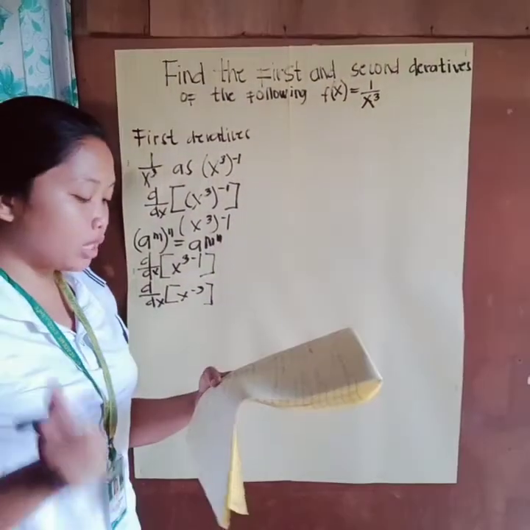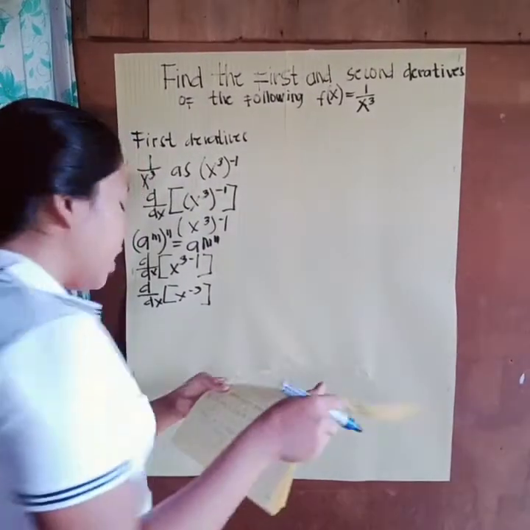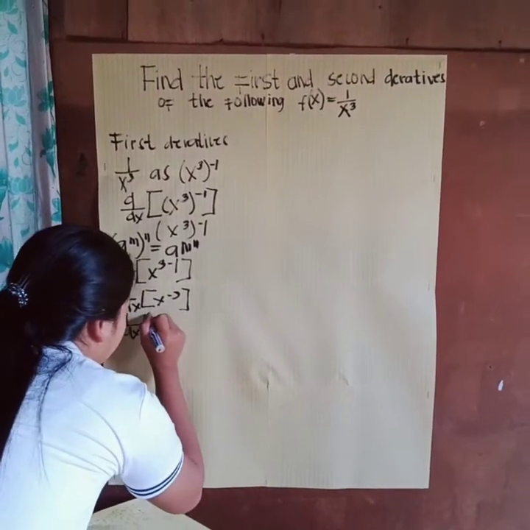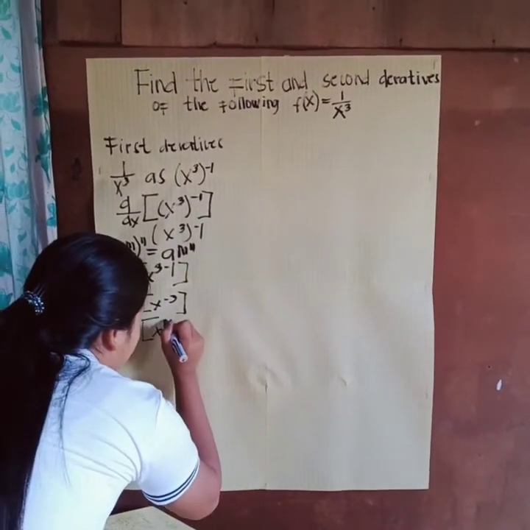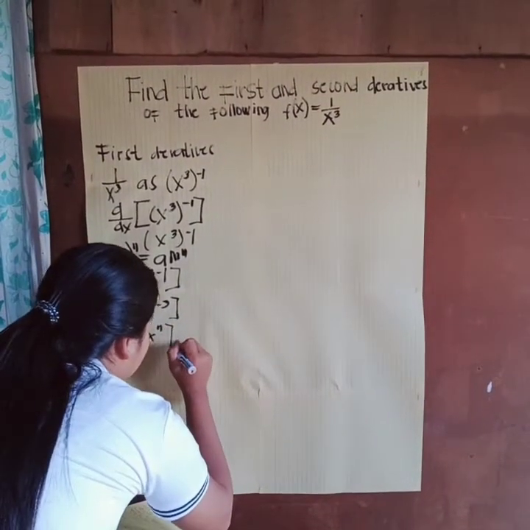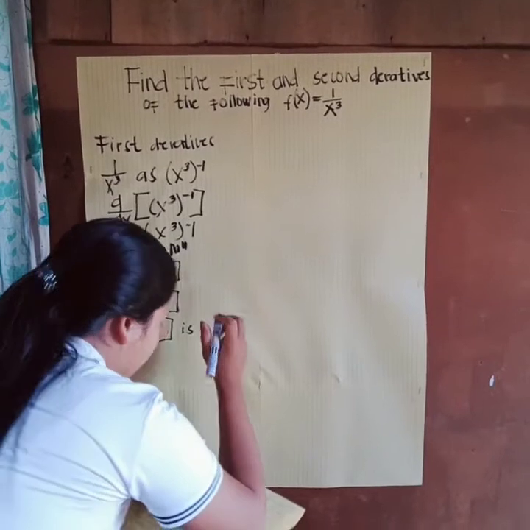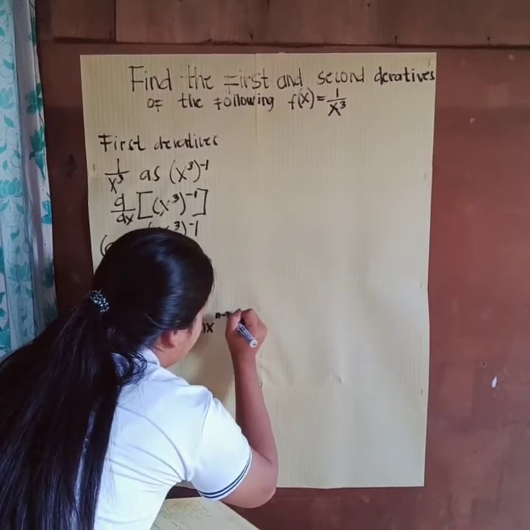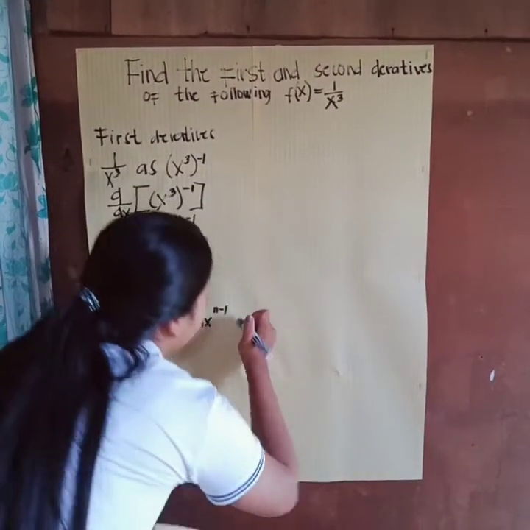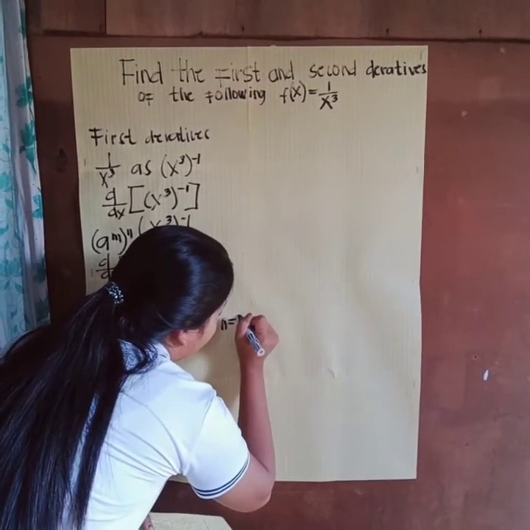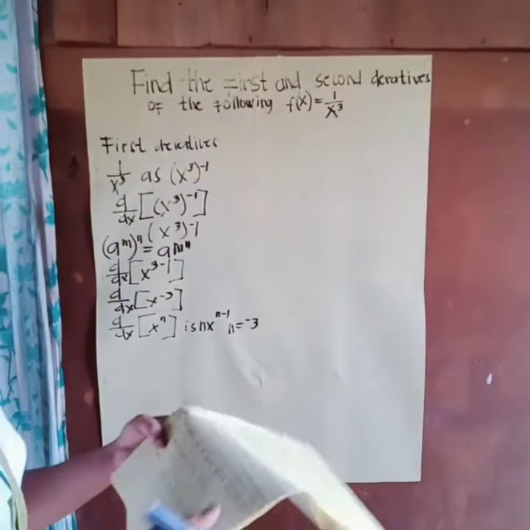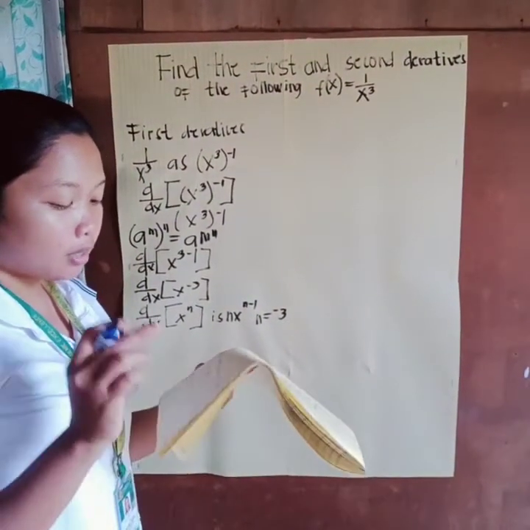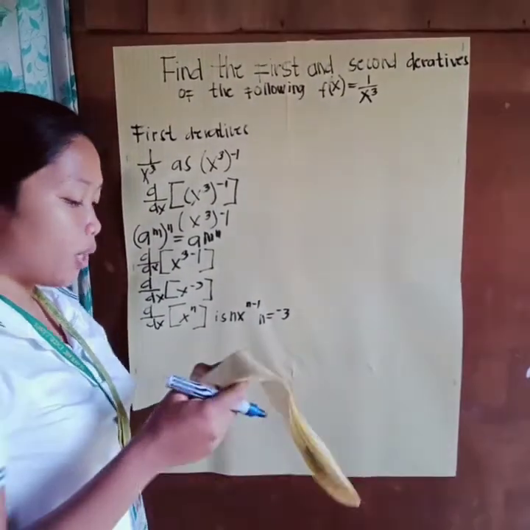Then differentiate using the power rule, which states that d over dx of x to the power of n is n x to the n minus 1, where n is equal to negative 3. Rewrite the expression using the negative exponent rule: b to the negative n is equal to 1 over b to the n.